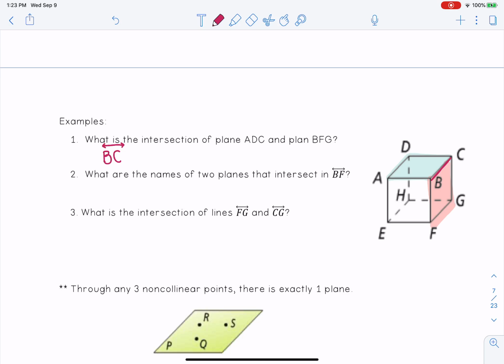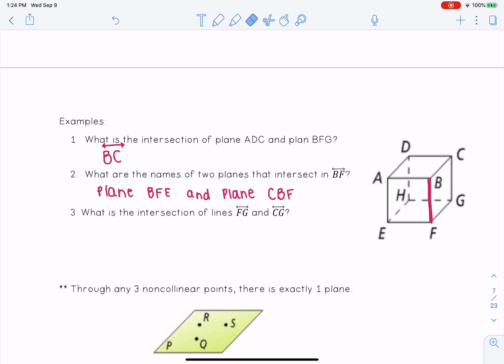What are the names of 2 planes that intersect at BF? All right, let's erase this. BF is this right here. So the 2 sides of the box would form it. So this is plane, we could say BFE, and plane CBF. So it's the 2 side planes, which you could name in a few different ways.